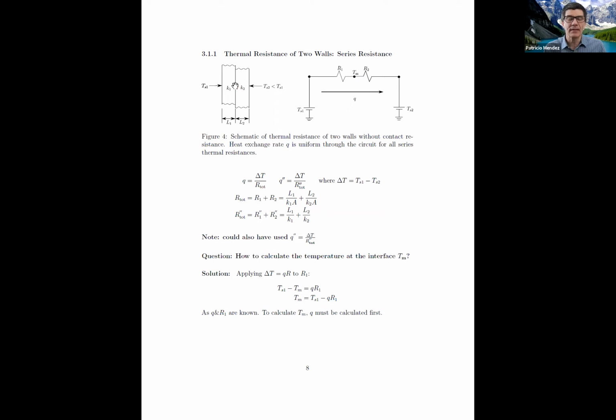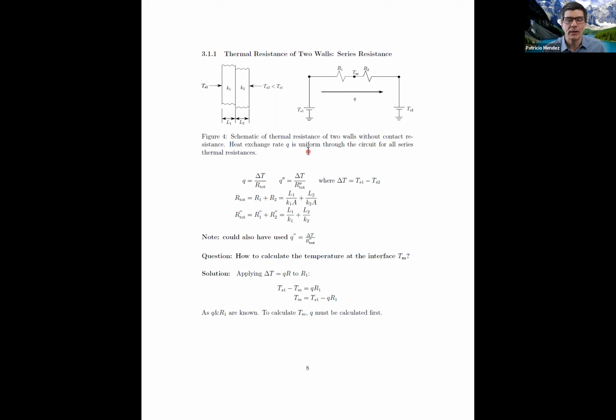Let's assume in this case there is no contact resistance. We can account for that too. I'm not going to do it now, we're going to do it later. So let's say there is no contact resistance. So these two walls have the same temperature, right? These two opposing walls touching each other, and it's this temperature here. So this is a very simple electrical circuit.